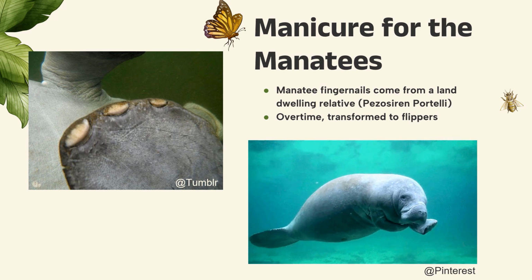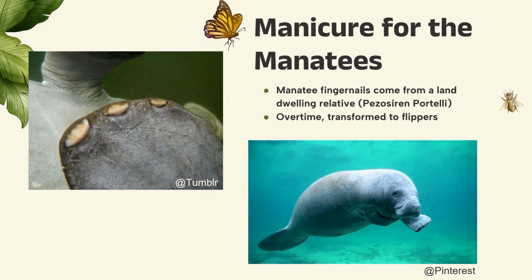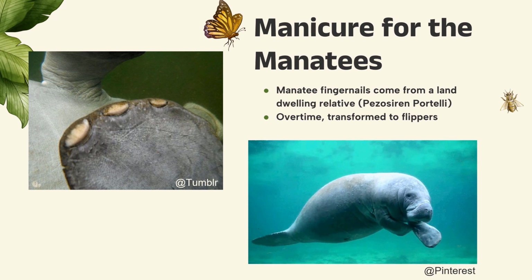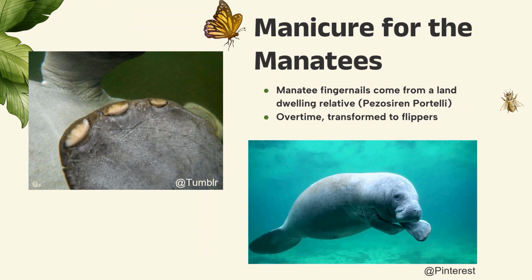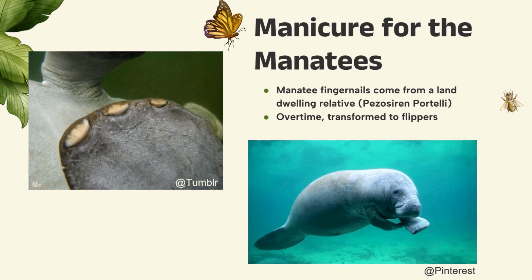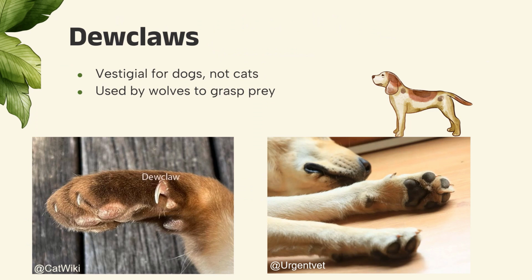As these creatures adapted to life in the water, they needed something else to help them swim efficiently, and that's where their flippers come in. Over time, their limbs stretched out and turned into a paddle-like flipper that we see on manatees and other aquatic mammals today. Have you ever noticed those little extra claws higher up on your dog's or cat's leg?